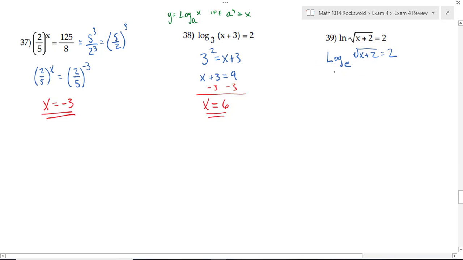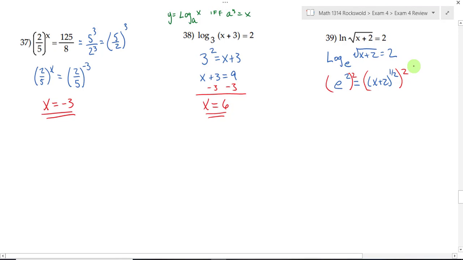Because there's only one log in the equation, we're going to rewrite this as an exponent. So what will my exponent be here? What will the base of my exponent be? e to the power equals x plus 2 to the 1/2 power. How do I get that 1/2 power off of here? What undoes square roots? Square both sides. We raise both sides to a power of 2.